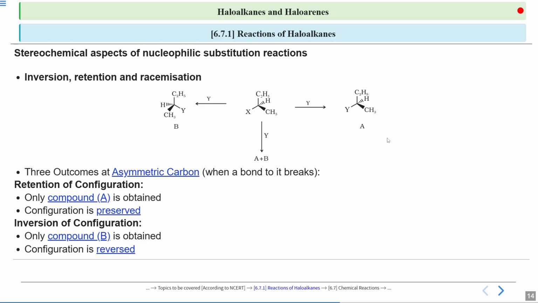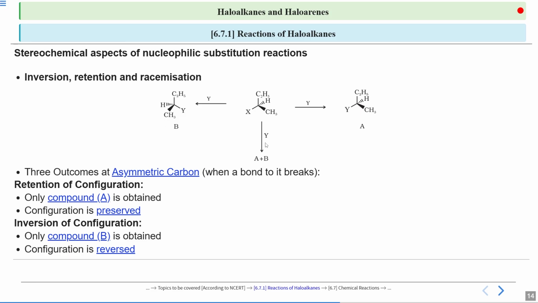In the first case, where we obtain the A product, the configuration is preserved, while in the second case, where we obtain the B compound, the configuration is reversed. So when you break the asymmetric carbon's bond with the X substituent and replace X with Y, both outcomes are possible. Where the configuration is preserved, you get the A product, and where inversion of the configuration happens, you get the B product.